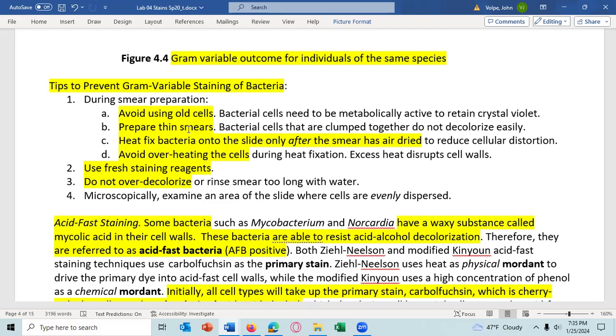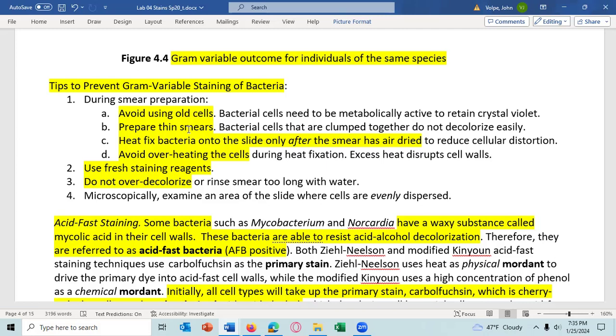And the other reason is the thick layers of cells will be difficult for the dye to get down through the layers to stain the bottom layer. And it will also be difficult for the decolorizing agent to get through all of the layers of cells and then decolorize the bottom layer. So prepare thin smears. Then heat fix the bacteria onto the slide only after the smear has air dried.